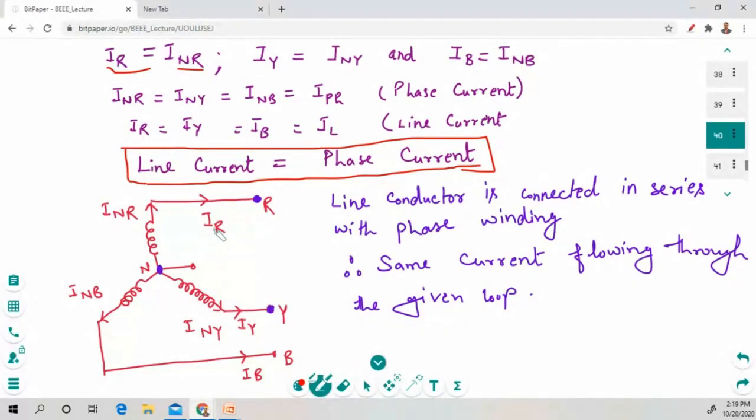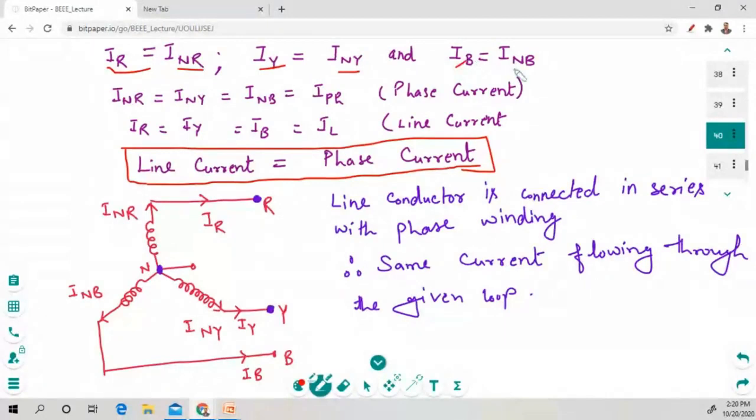So as you can see right here, the line current is equal to the phase current. IY is equal to INY. So this is the line right here, and this phase current is flowing through the same line. So this current is not divided. So that's why both these currents are the same.